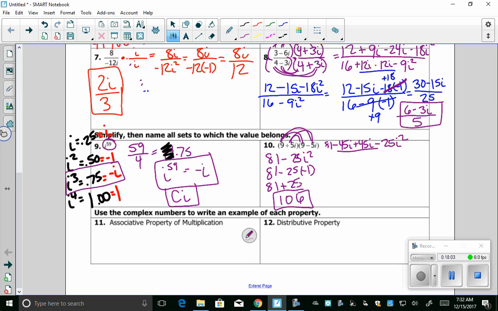So to list all the sets, well, it's a complex number. It does not have an i, so that means it's real. Because it's a whole number, it's going to be rational. Because it doesn't have any decimal places, it is going to be an integer. Because it's not negative, it's also a whole number. And because it's bigger than 0, it's going to be a natural number.